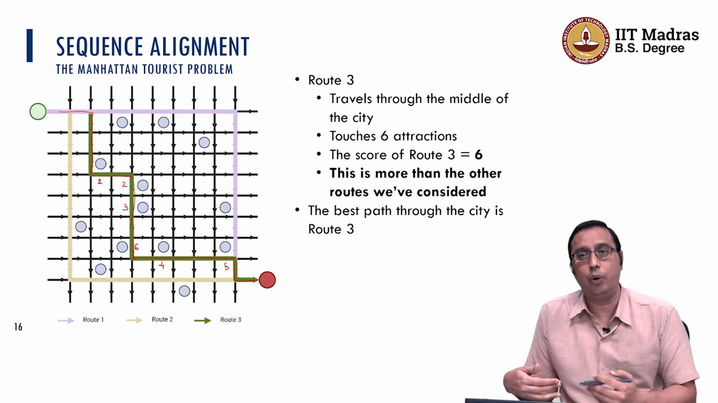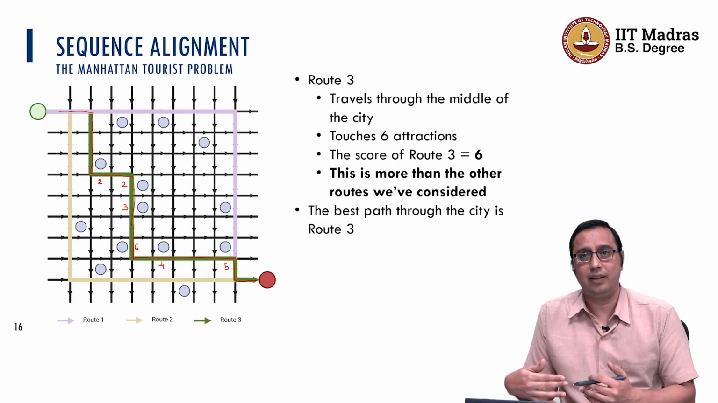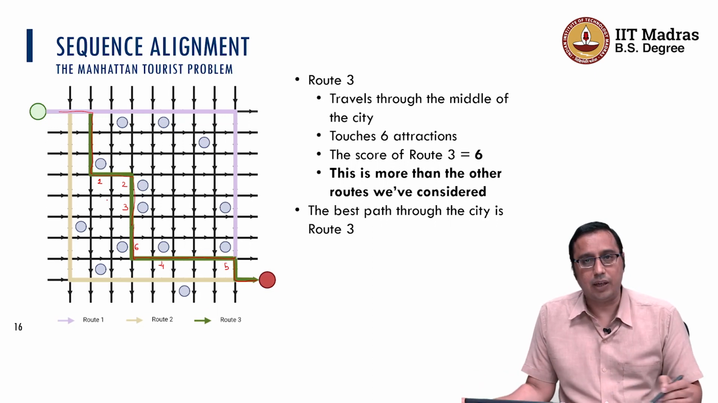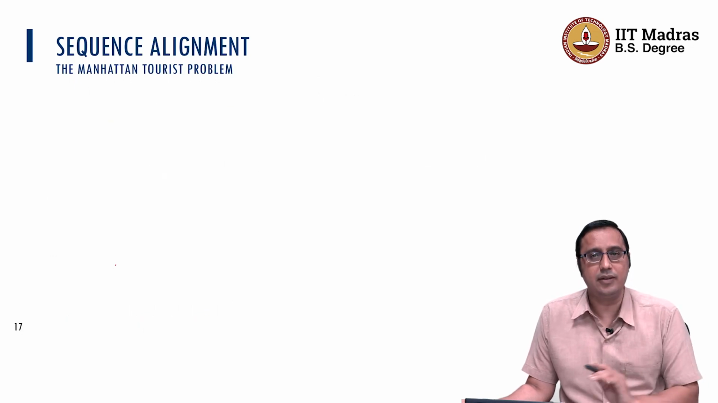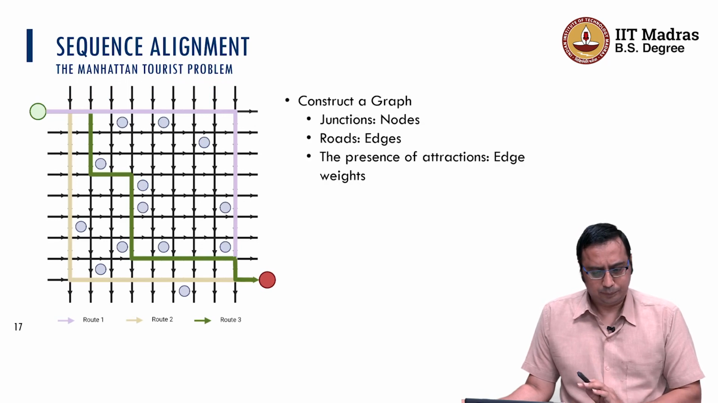And find out which is the path which allows me to travel more than 6 attractions. Or is there any path which can allow me to travel more than 6? So that question needs to be answered systematically rather than looking at all the unidirectional paths in this particular Manhattan grid.